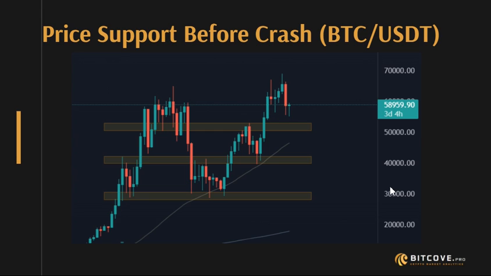Alright, so in this chart, you can see the supports that I established right here, and right there just before the crash happened. So that was approximately a week ago. As we can see here, we're trading at around $58,000. We went down all the way to 42K, and I set those supports and resistances levels perfectly, which I'm really proud of, and I'm going to show you on the next slides how the price action happened after that.